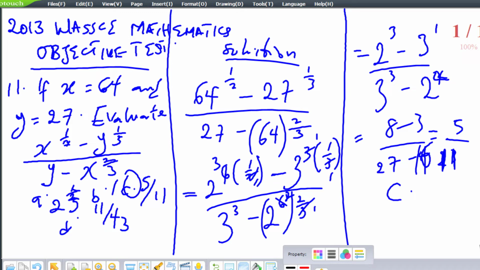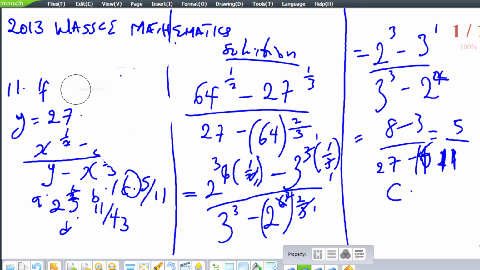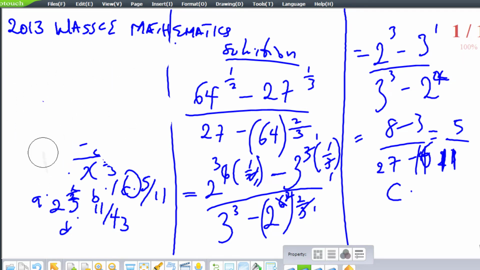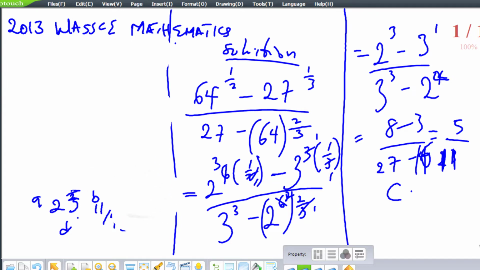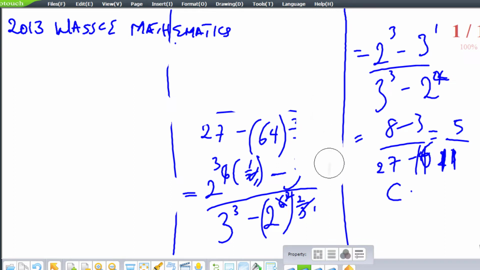Let's take some more questions. Peradventure, one more question, and then we end this session. Let's take one more question in this regard, and then we close the session. This question is going to be on surd. Join me in the same WAEC 2013, but this time around on the theory section. Theory section 2013, and the question is going to be based on surd.